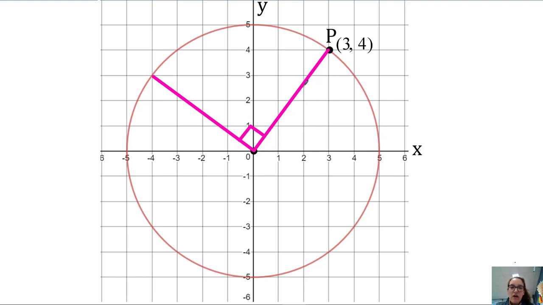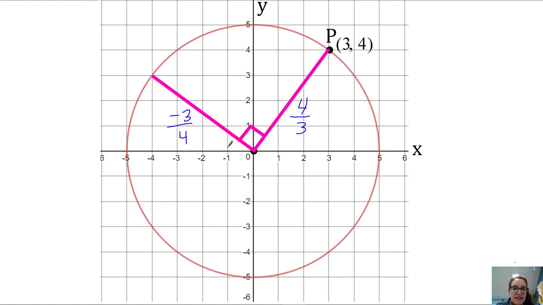So if we were to think about these two pink lines forming this 90-degree angle, those two lines are perpendicular. And when lines are perpendicular, we know that their slopes are opposite reciprocals. So let's think, what would the slope be of this line from the origin to point P? The slope would be up 4, 1, 2, 3, 4, over 3, 1, 2, 3. So our slope is 4/3. If these are going to be perpendicular, then this is going to be the opposite reciprocal. This will have a slope of -3/4.